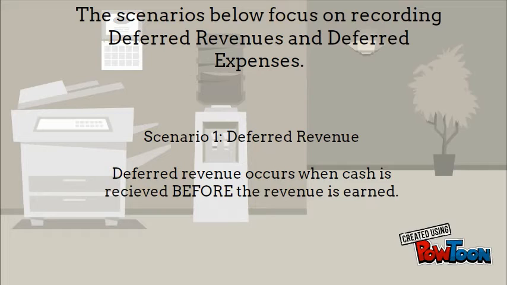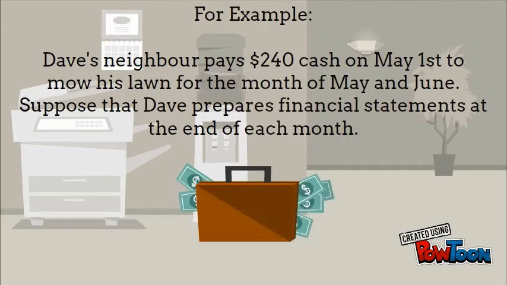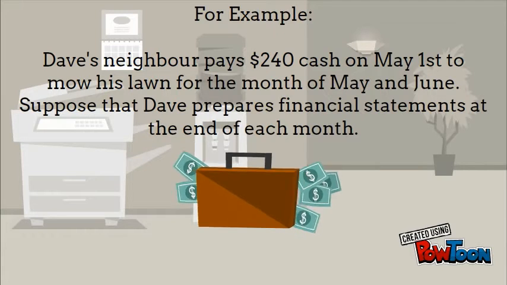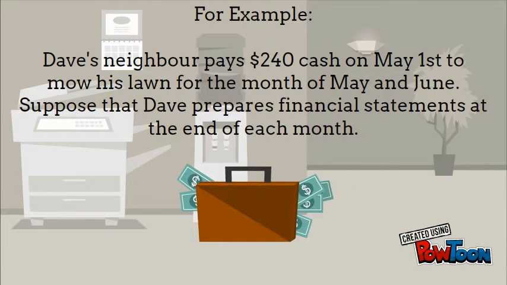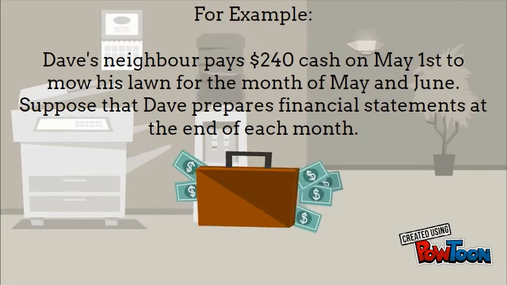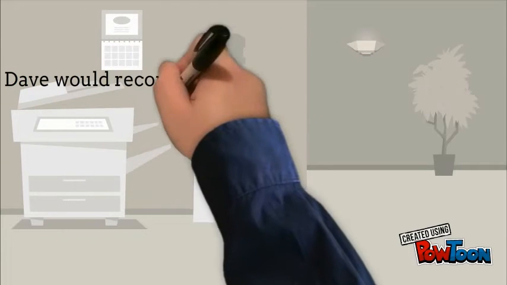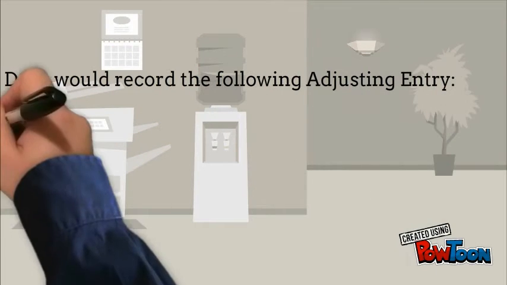Scenario 1, deferred revenue. Deferred revenue occurs when cash is received before the revenue is earned. For example, Dave's neighbour pays $240 cash on the 1st of May to mow his lawn for the months of May and June. Suppose that Dave prepares financial statements at the end of each month. Dave would record the following adjusting entry.